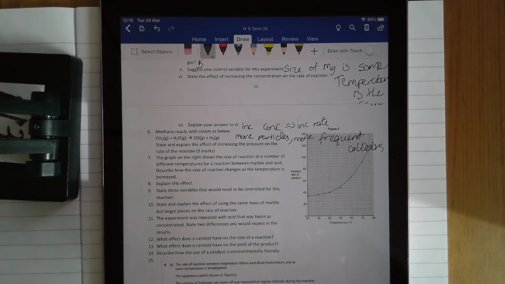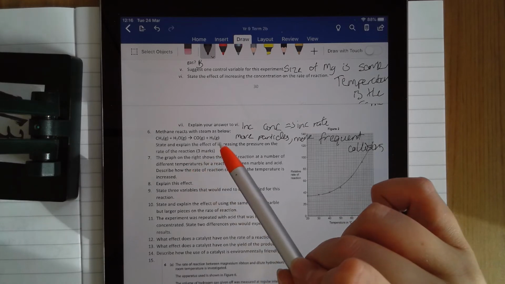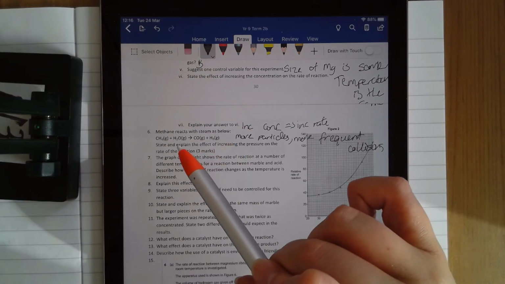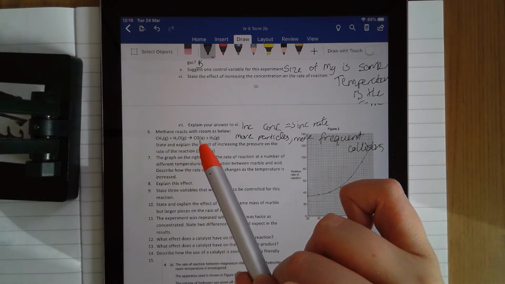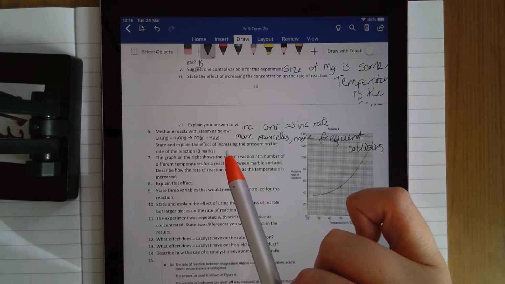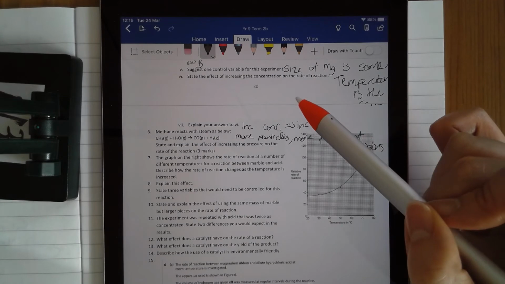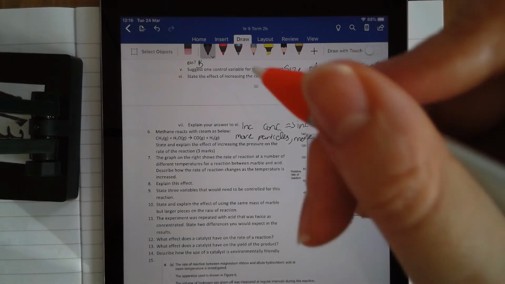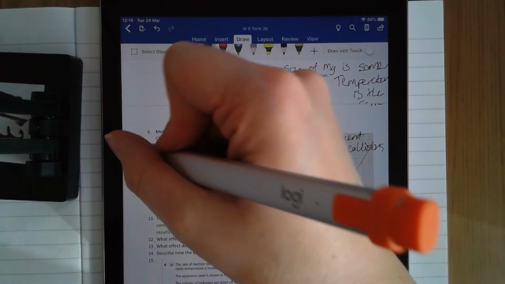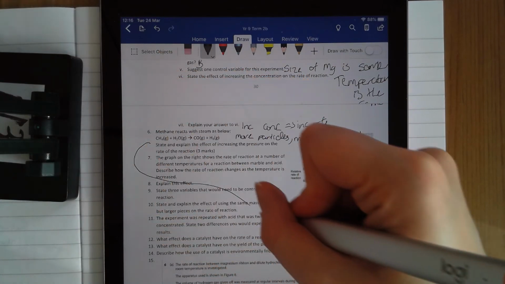The last one we're going to do is number 6. Methane reacts with steam as below. Okay, and you can see that all of your reactants and your products are gases, which is why they're now asking about pressure. Pressure only relates to gases. State and explain the effect of increasing the pressure on the rate of the reaction, and this is for 3 marks. To get your 3 marks, I'm going to write my answer over here.